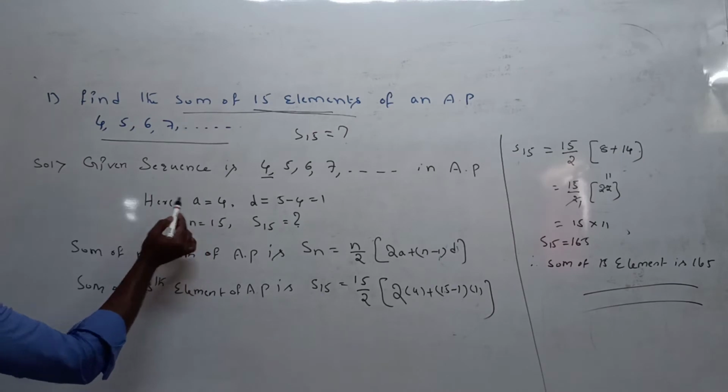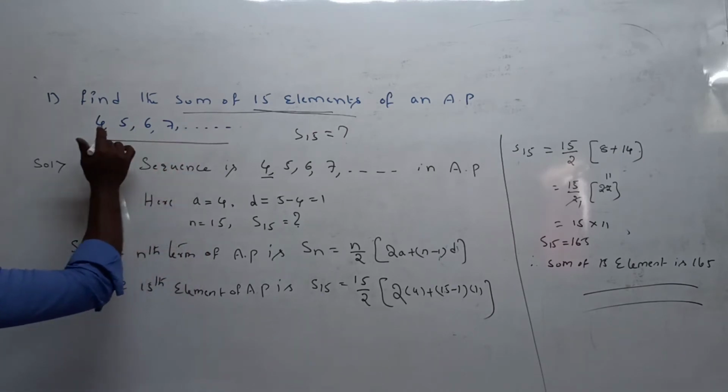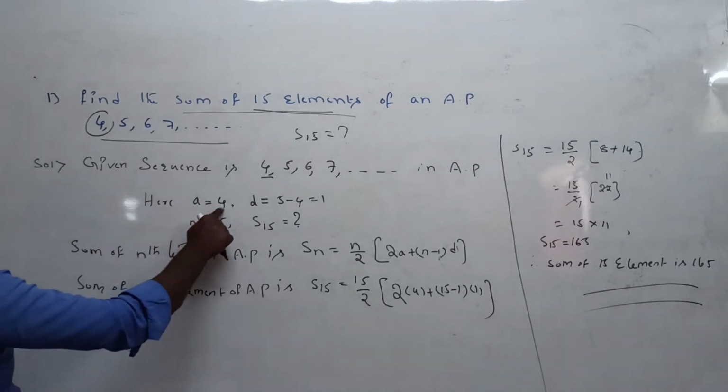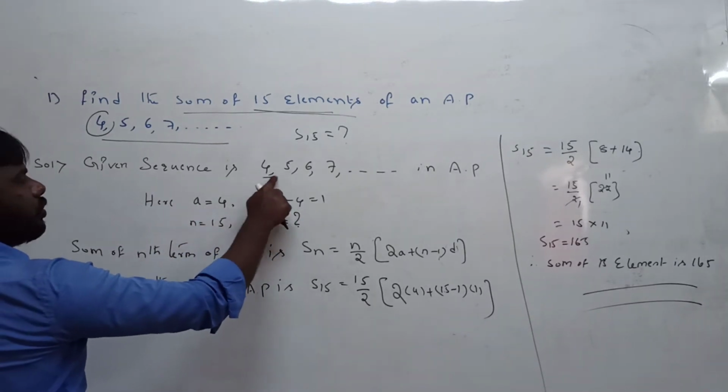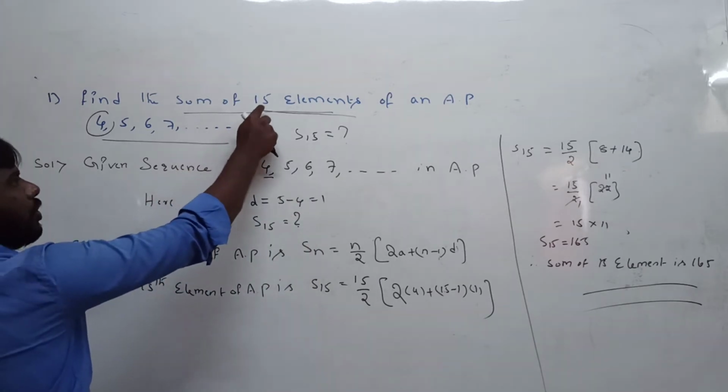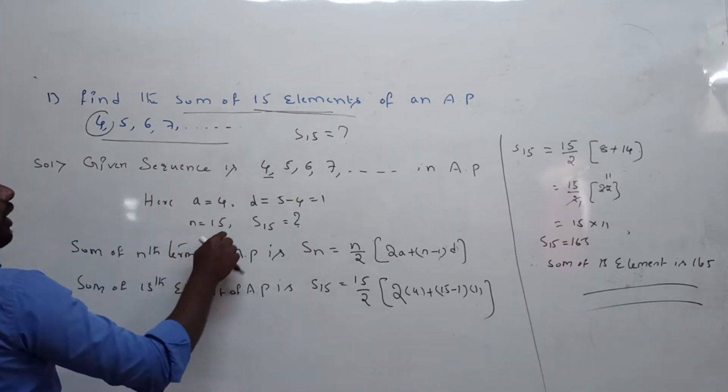A is called the first term. In the given sequence, the first term value is 4. That's why we are taking A is equal to 4. Next, D is the common difference. In these two terms, the common difference value is 1. Now, how many elements are given? 15 elements. So N is equal to 15.